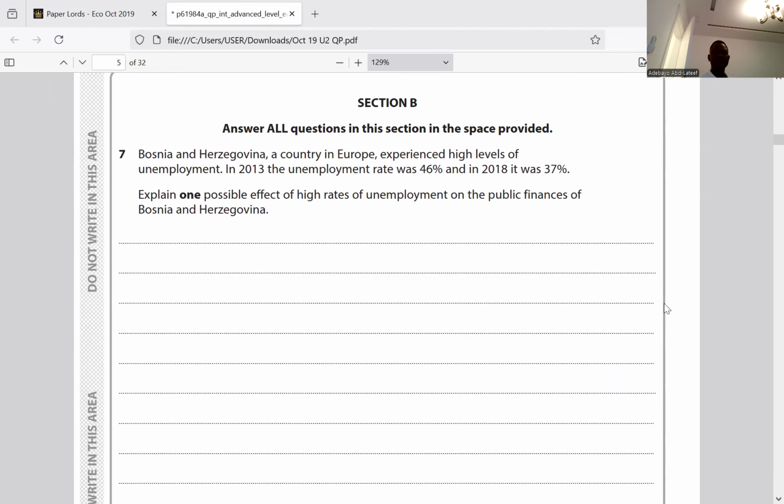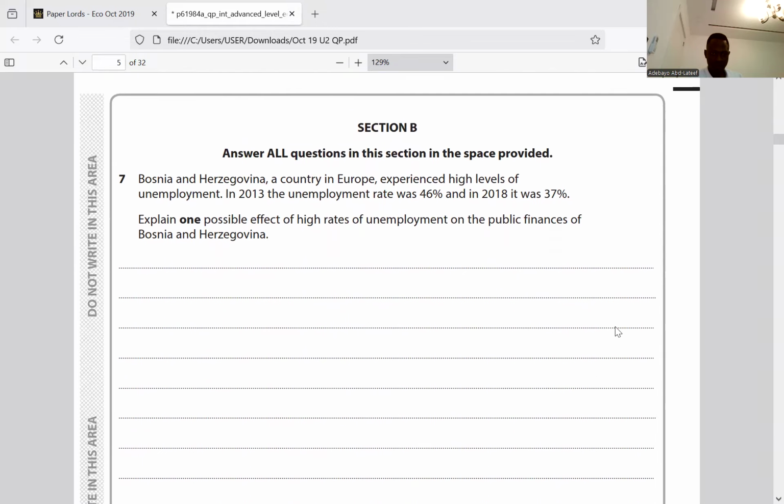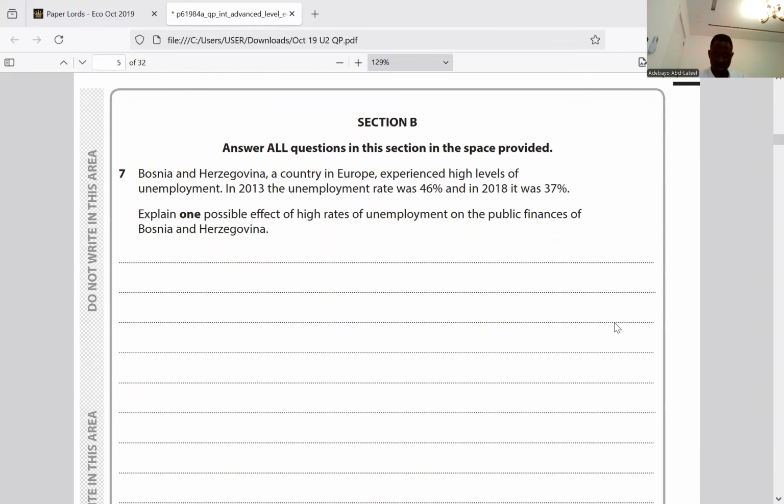We go to question 7. Are you there? Yes. Question 7. Bosnia and Herzegovina, a country in Europe, experienced high levels of unemployment. In 2013, the unemployment rate was 46%, and in 2018, it was 37%. Explain one possible effect of high rates of unemployment on the public finances of Bosnia.